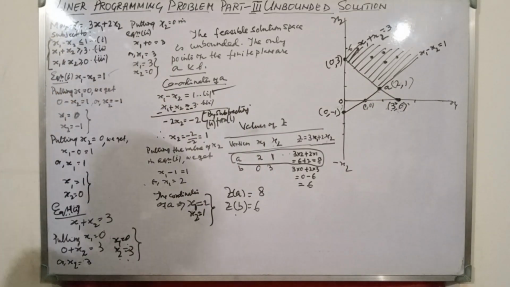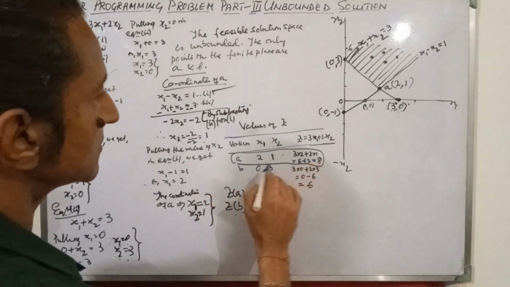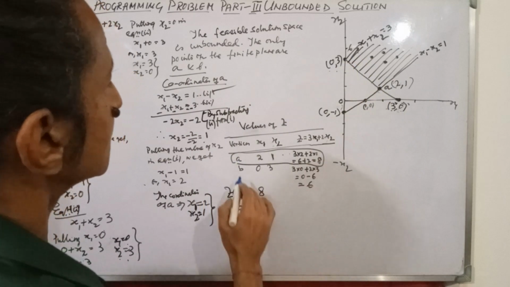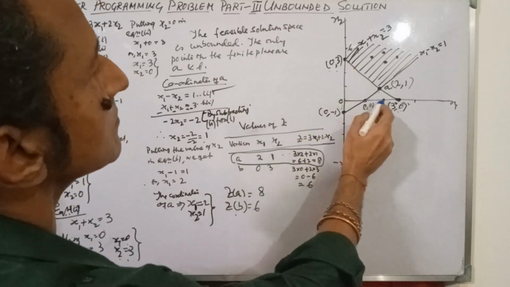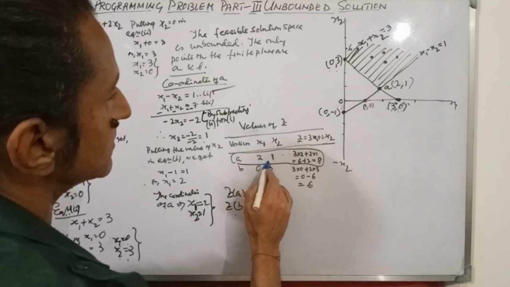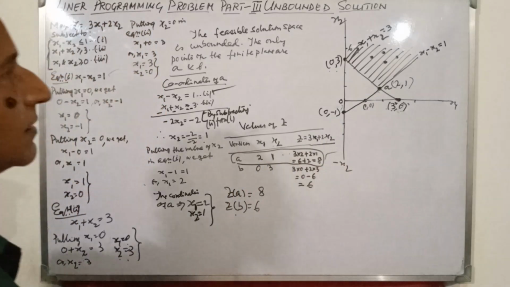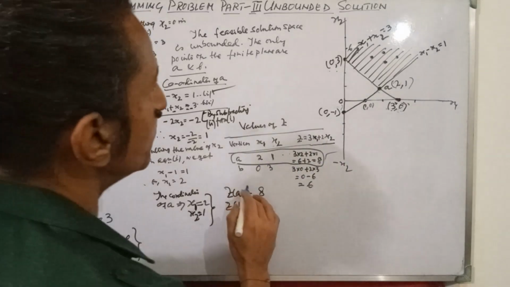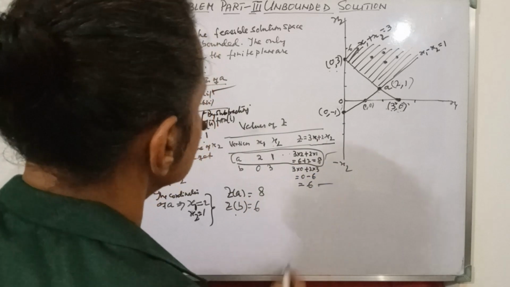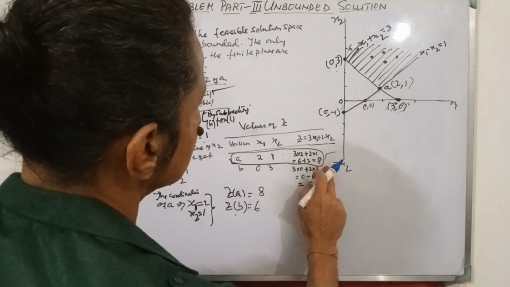And the value of ZA, that is for the coordinates 2, 1, is 3 into 2 plus 2 into 1, that is 8. And putting the coordinates of B, 0, 3, we get 3 into 0 plus 2 into 3, that is 6. So prima facie, this is max Z.